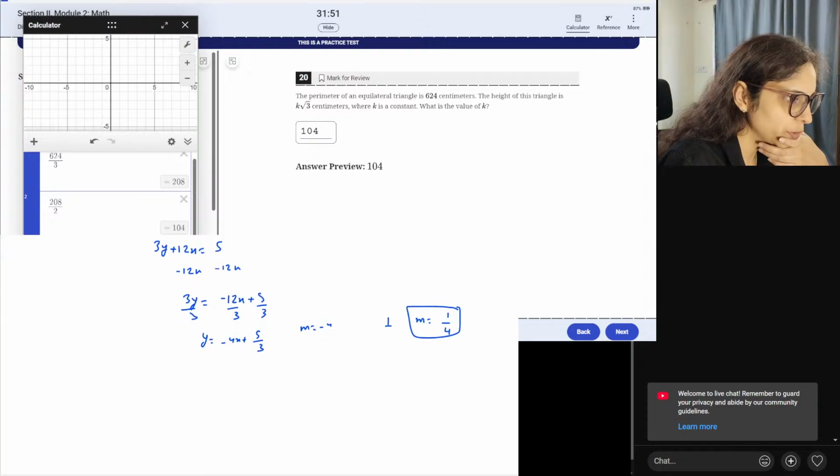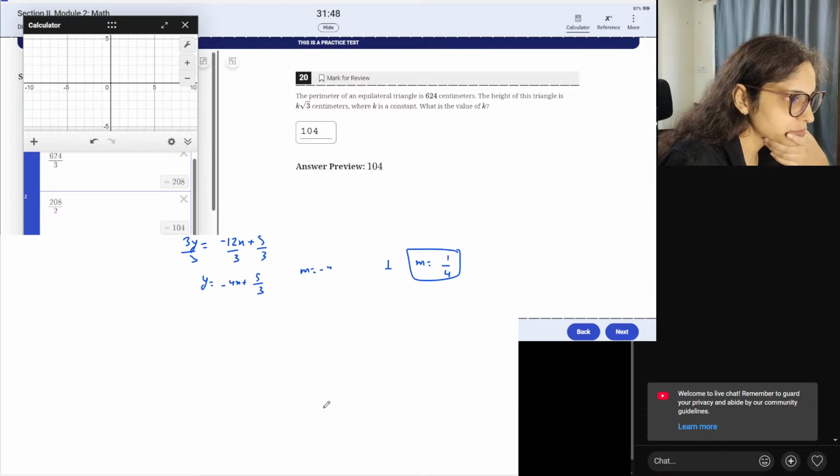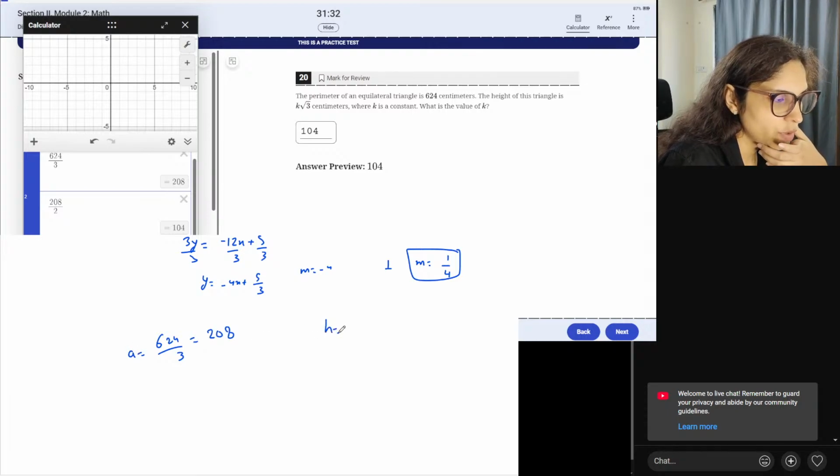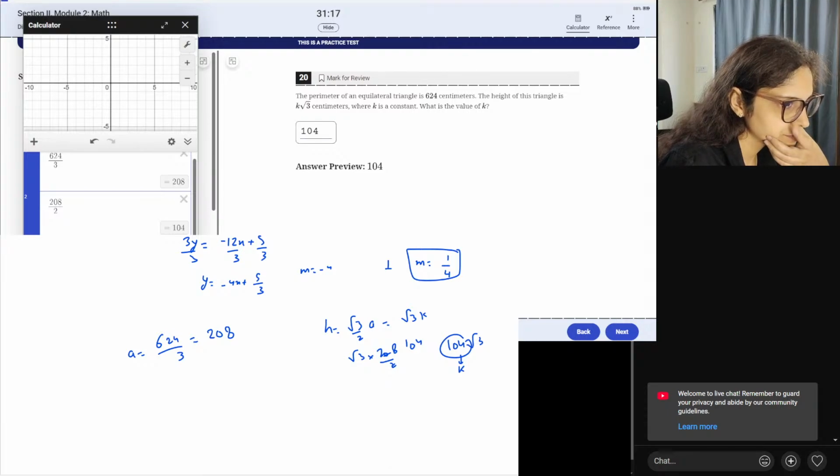This one I would just show quickly. 624, not 6424. 208, that is a. Now height is square root 3 over 2 times a. And this is given as square root 3 times k. So this is 104 square root 3. That is why 104 is the value of k. This is a formula that you can remember for the height of an equilateral triangle.